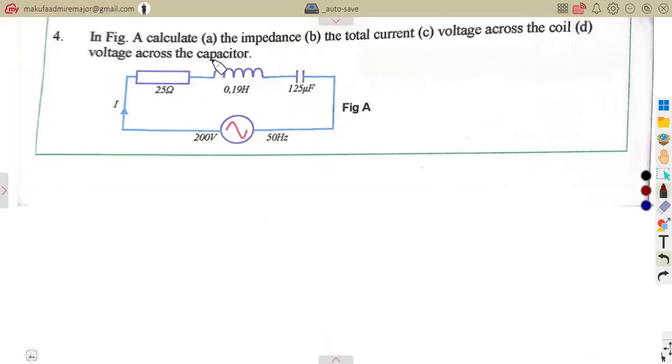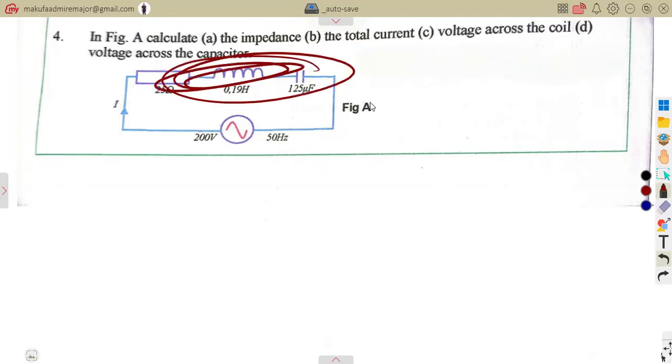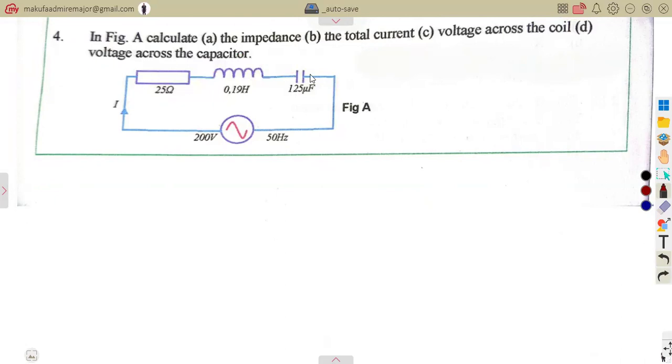In Fig A that we're given, calculate A, the impedance, the total current, this and that. So as you can see in this case, you are given an RLC circuit, having a resistance of 25, the inductance 0.19, the capacitance. And you need to calculate item 1, the total impedance of the circuit. So the impedance, as we saw from that case, is affected by the reactances XL and XC, because we need to compare: is XL greater than this, or is XC greater than this?